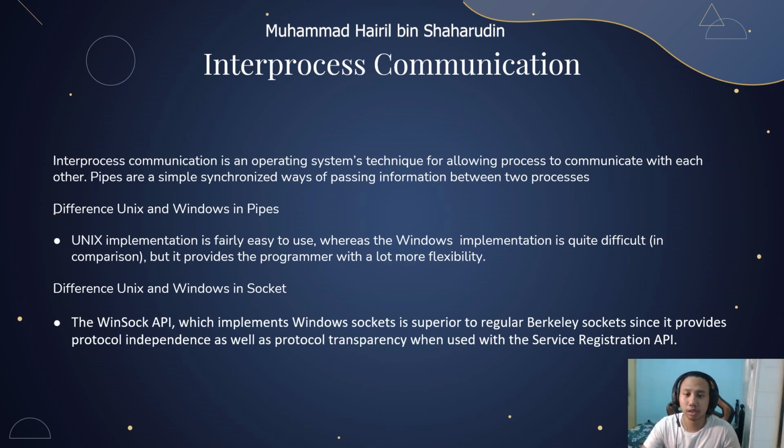Interprocess communication is the operating system technique for allowing processes to communicate with each other. Communication could be as simple as a process informing another process of an event that has occurred, or it could be as complex as data being transferred from one process to another. Pipes are a simple synchronized way of passing information between two processes. Both Unix and Windows have effective pipe implementations that are superior in their own right.